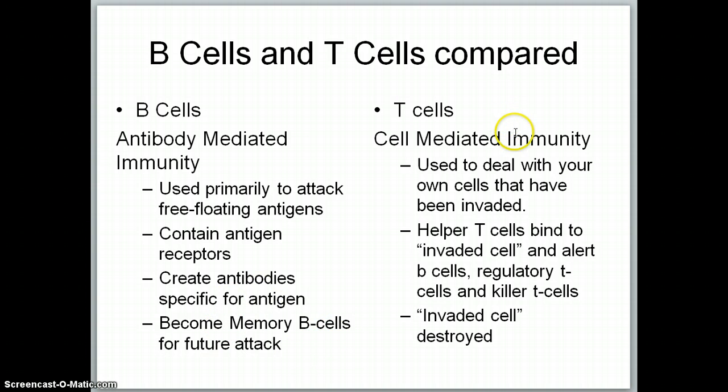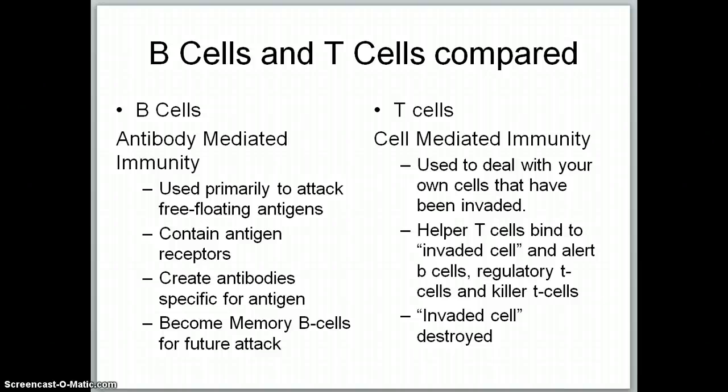With T cells, this is cell-mediated immunity. This is used to deal with your own cells that have already been invaded, so cells that are compromised. The helper T cells are going to bind to the invaded cell. They're going to alert B cells and regulatory T cells and killer T cells. The killer T cells will destroy and get rid of all those compromised cells, and essentially the invaded cell will be destroyed.